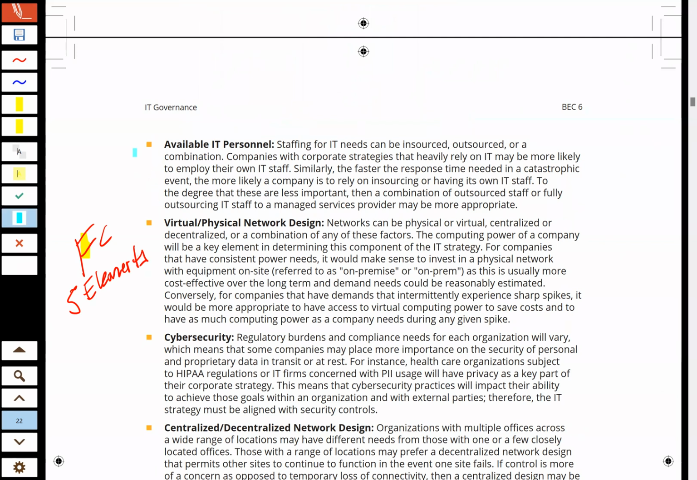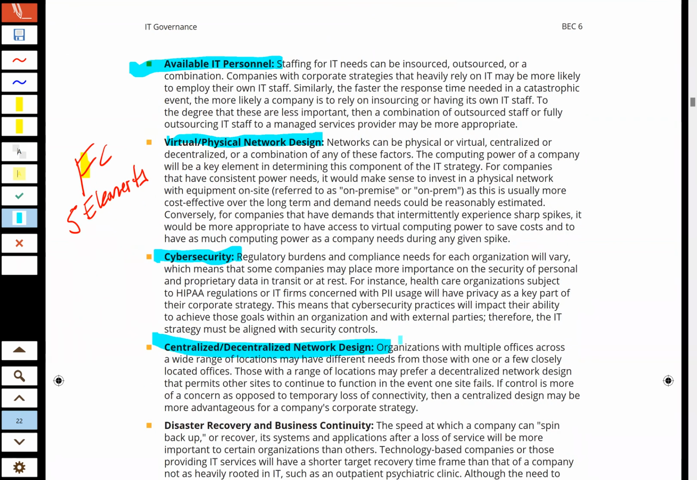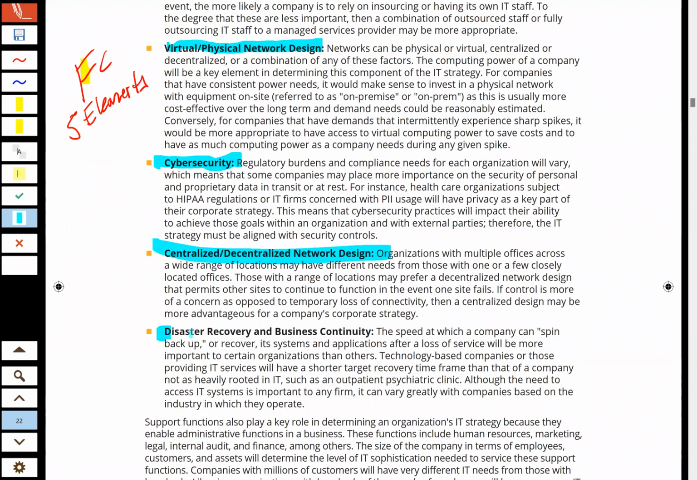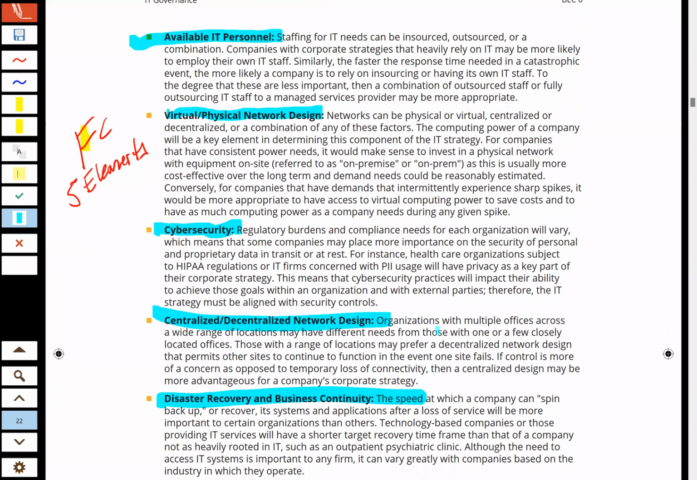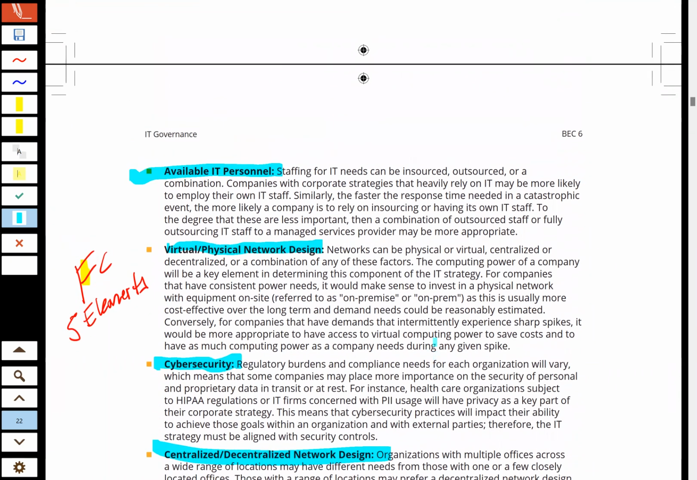Okay, and you start to take a look here, and we have availability of IT personnel, virtual and physical network design, cybersecurity, centralized and decentralized network design, disaster recovery, and business continuity. So you can see that we have the 5 elements that I want you to flashcard at a high level. And then we're going to go in and take a closer look at some of these. I'm going to ask you to flashcard some of the things that are particularly relevant to some of these, just so you can understand a little bit better. Now, I think that availability of IT personnel is self-explanatory, so I don't think we need to elaborate much more on that.